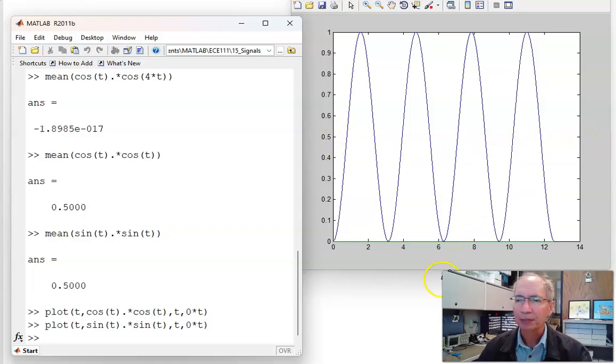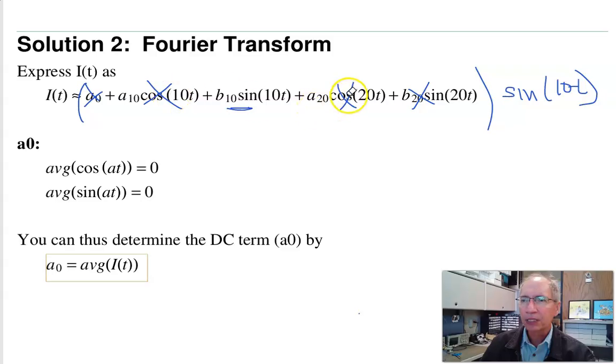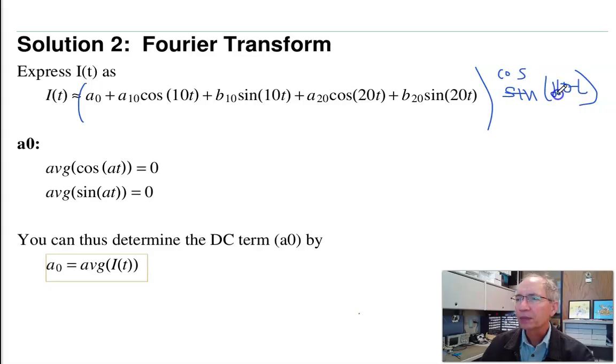Average is a half. So to pick out this term, I'll multiply by sine of 10t. All these terms go away. What I'm left with is a half times b10. If I want to pull out the A20 term, what I'll do is multiply I of t times cosine of 20t. That'll pull out this term. All the other terms go away. And the answer will be 1/2 A20.